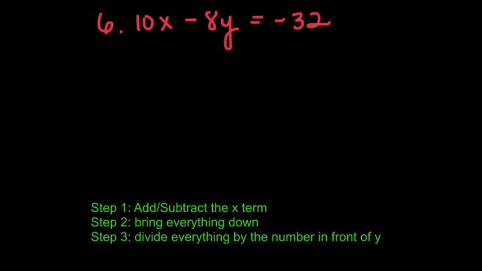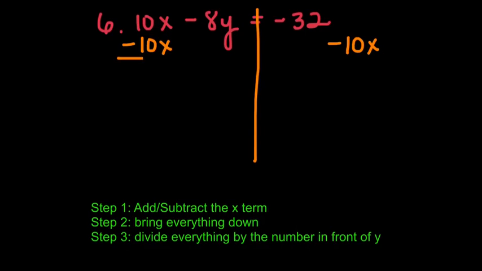All right, let's check out this last one here to give you an idea of, again, what happens when it's not always whole numbers. So again, we're solving for y, which means we're going to follow our steps here. And we're going to start by either adding or subtracting the x term. So our x term here is this positive 10x. So in order to get rid of it, I'm going to have to subtract 10x from both sides.